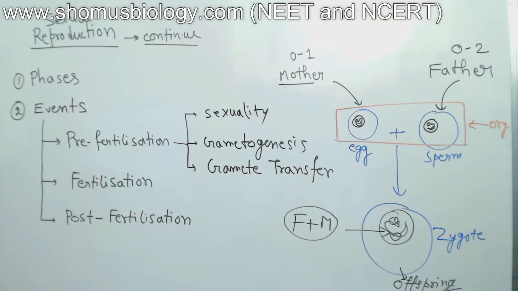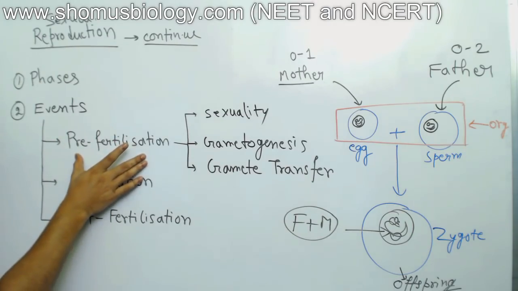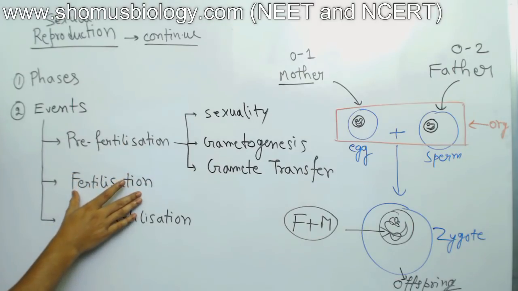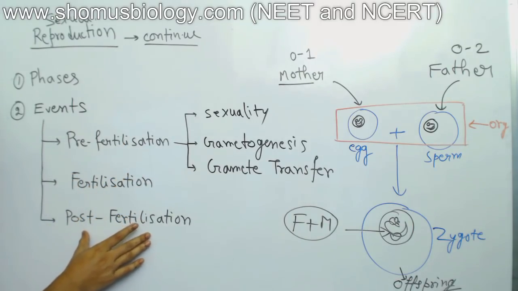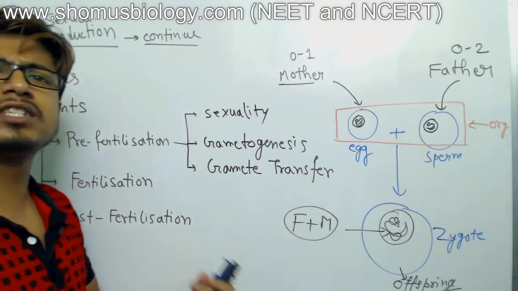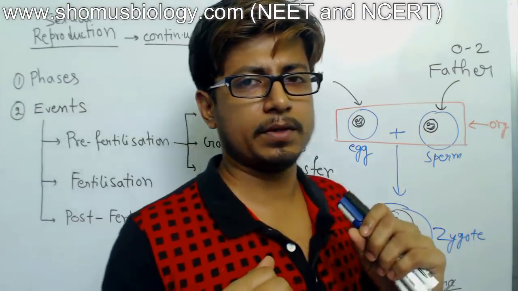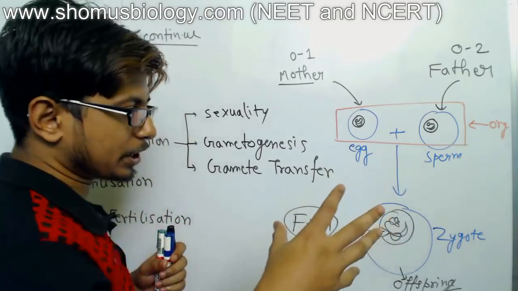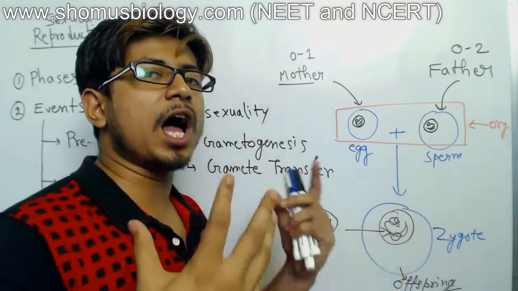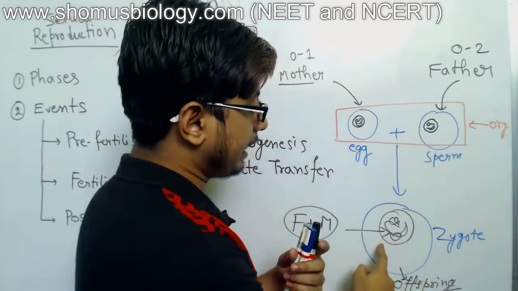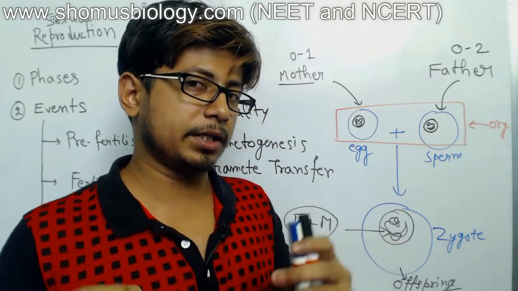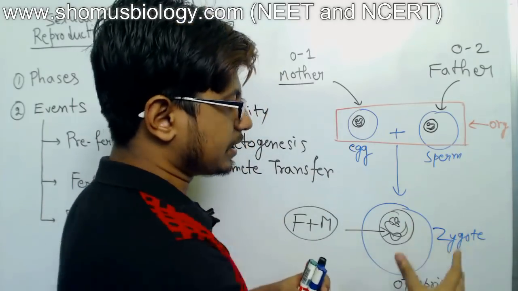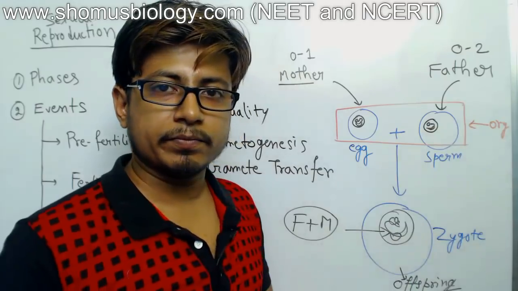The events of sexual reproduction can be divided into three portions: pre-fertilization event, fertilization, and post-fertilization event. What are these fertilization events? What do we mean by that? Remember one thing I told you, sexual reproduction means formation of a large giant cell containing the genetic material of mother and father together. That large cell is known as zygote.